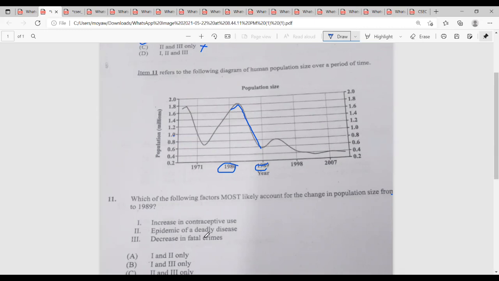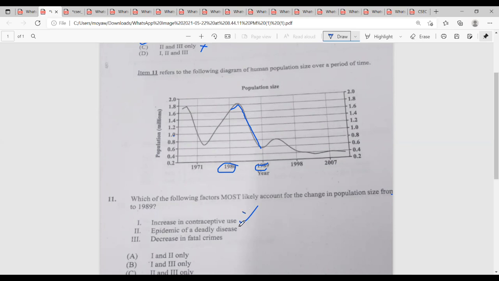So now we have to think about which would be the best option for this decrease. So we have 1, increase in contraceptive use. Contraception, yes, it will decrease the population. So that's a good one.